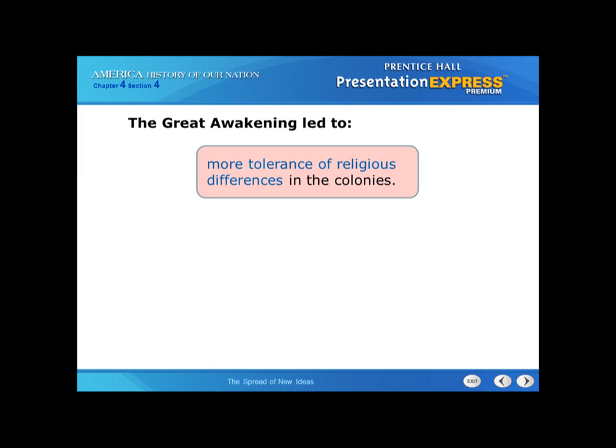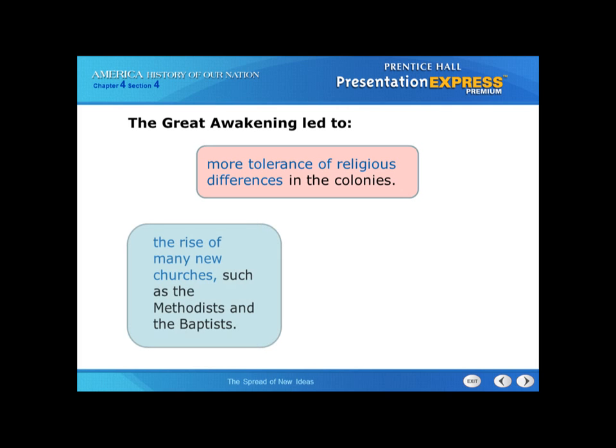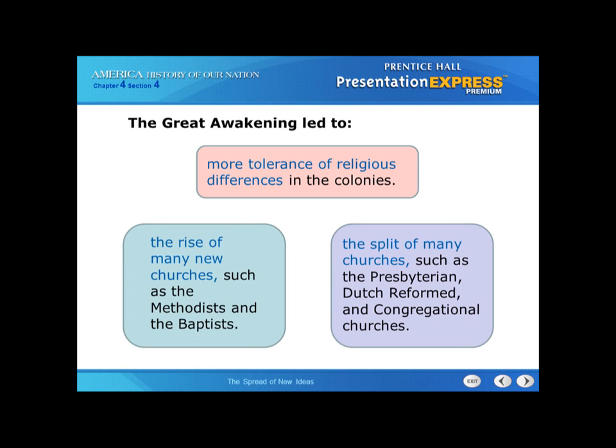Anglicans and Methodists and Episcopalians, people kind of worshipped more together. Many new churches appeared, and many churches split because of this movement. People left one denomination to go to another.